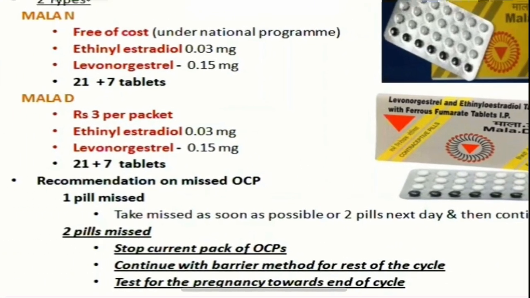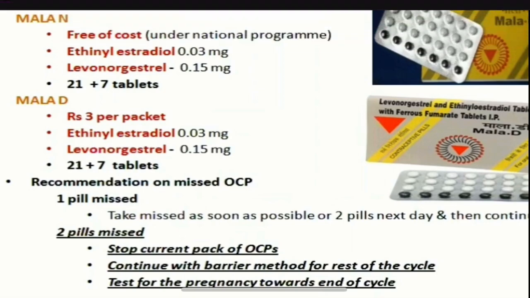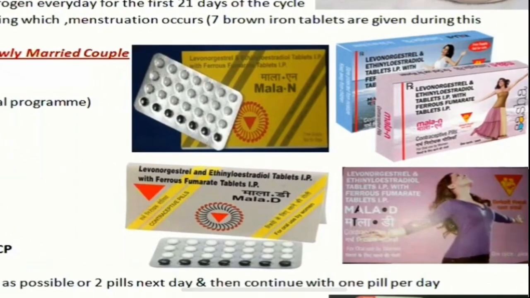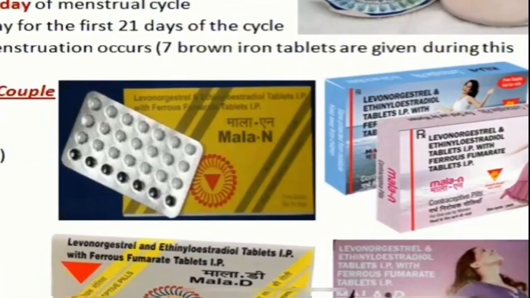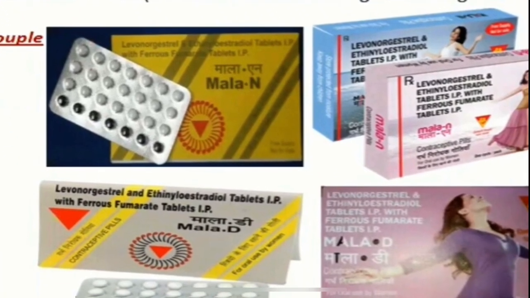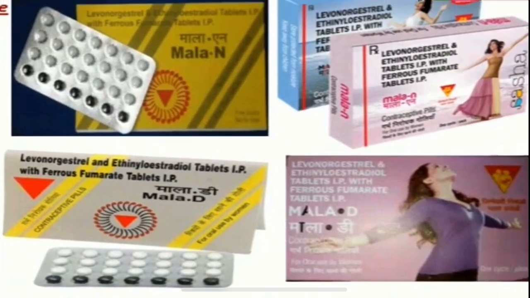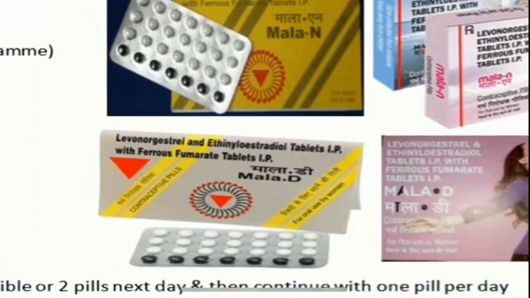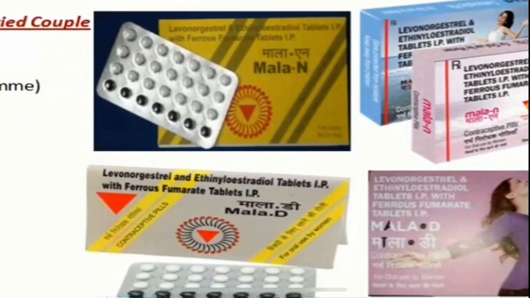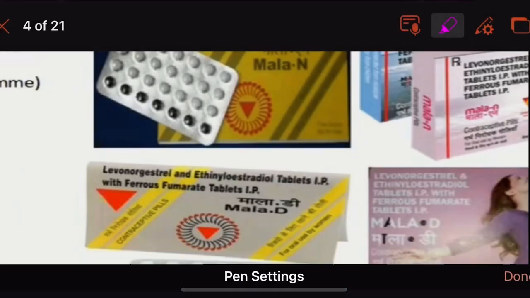So guys, we see that there are 2 OCPs, Mala N and Mala D. First look at the pictures here. This is Mala N and this is Mala D. You can see Mala N and Mala D. Cool. Now let us discuss about them.